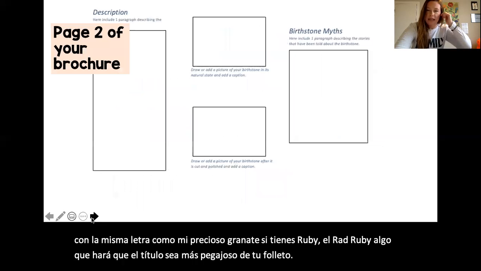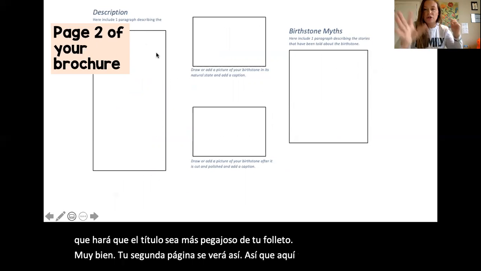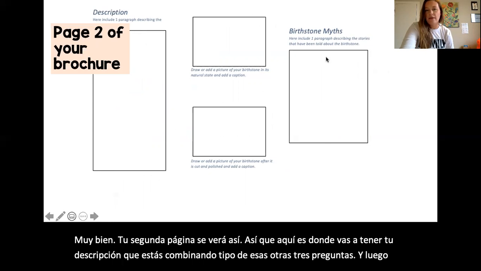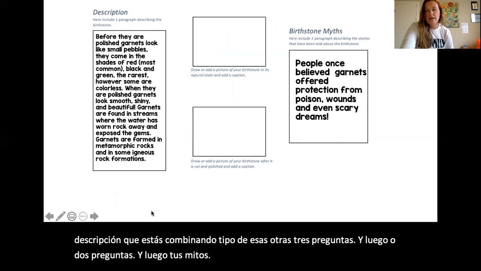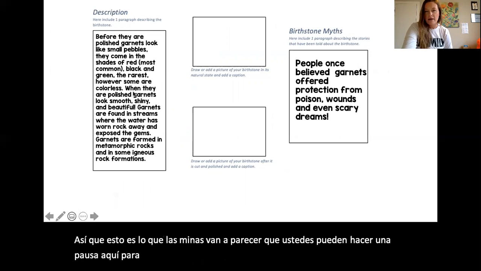All right, your second page is going to look like this. So here's where you're going to have your description. You're combining those other 3 questions, and then your myths. So here's what mine's going to look like. You guys can pause here, see how I combined my 3 questions, and then what your birthstone looks like in the natural state, and then what it looks like polished.